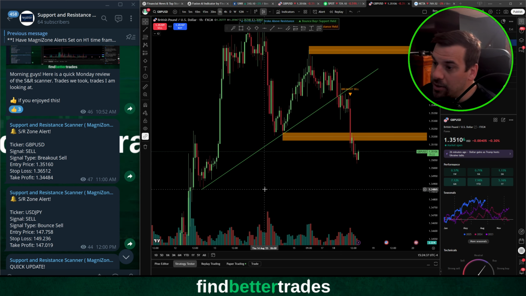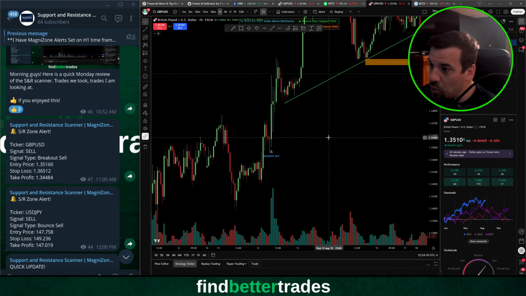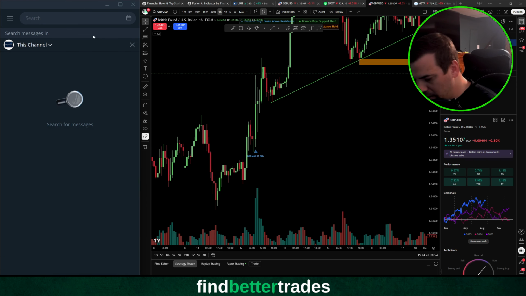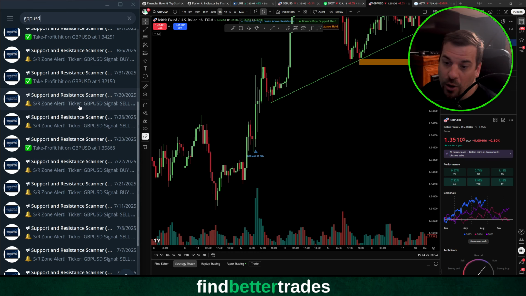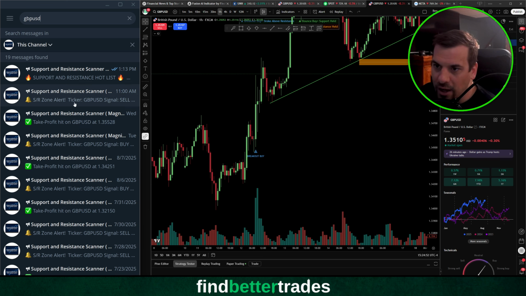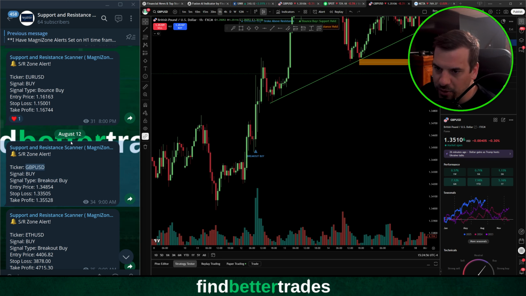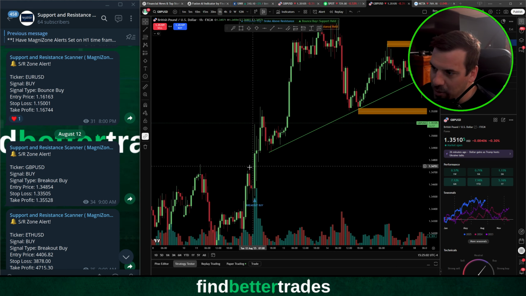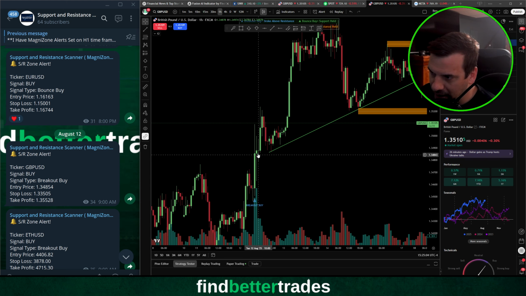And that is where the breakout sell happened. We can actually even look at some more recent ones. We can search up here, pound dollar. If we look at pound dollar, check out the take profits. It's been absolutely on fire. 1, 2, 3, 4, really awesome. The previous one, I believe, was this one right here, a breakout buy. This is the alert right there. What an absolute crazy breakout that was.